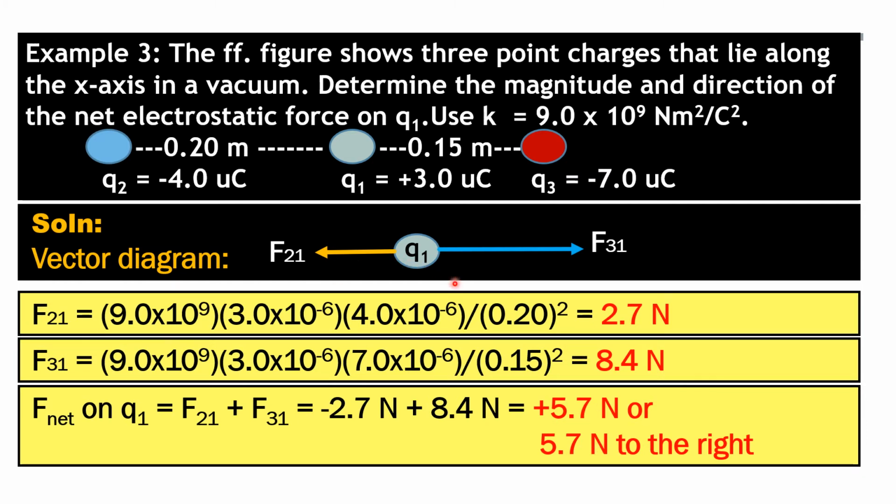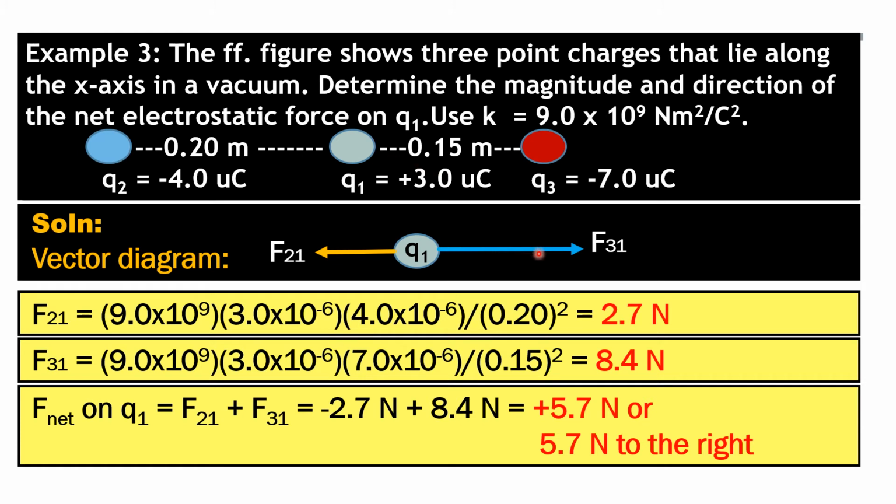So it's like saying that the force exerted by Q3 is stronger than the force exerted by Q2, which results in a total force equal to 5.7 newtons directed towards Q3. And I already anticipated or predicted that. That's why I was able to indicate that the arrow that will represent F31 should be longer than the arrow that represents F21, considering two things.